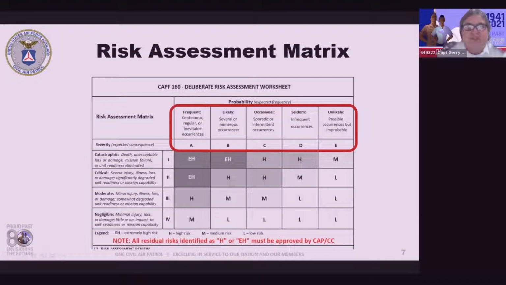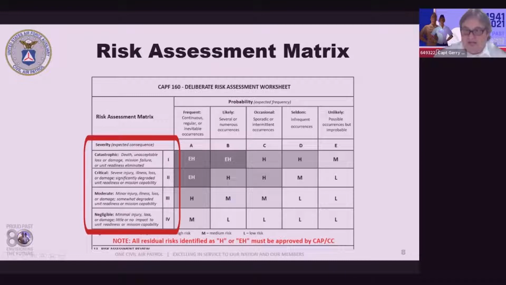So the frequency or probability of encountering the event is on the top and is labeled A through E. So if it's very frequent, depending on where we fall here and when we talk about the severity, it's going to be medium to extremely high. If it's unlikely, it's going to fall in the medium to low.